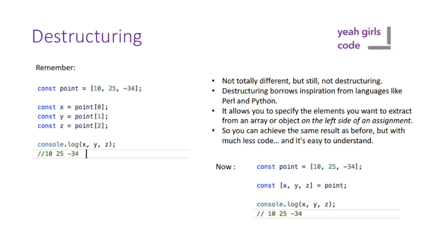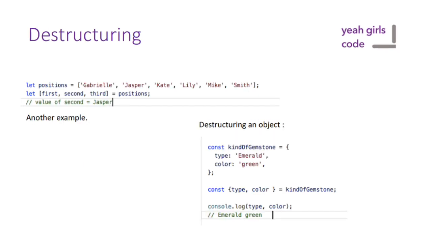So look at the code now. How easy it is. You just have your const declared, and you have const [x, y, z] equals point, and then it remembers the place in which you have put your x, y, z, and it just logs it out. So you have literally destructured your array. So like at two other examples, the example with Gabriel, Jasper, Kate, Lily, Mike, and Smith, let [first, second, third] equals positions. The value of second is Jasper.